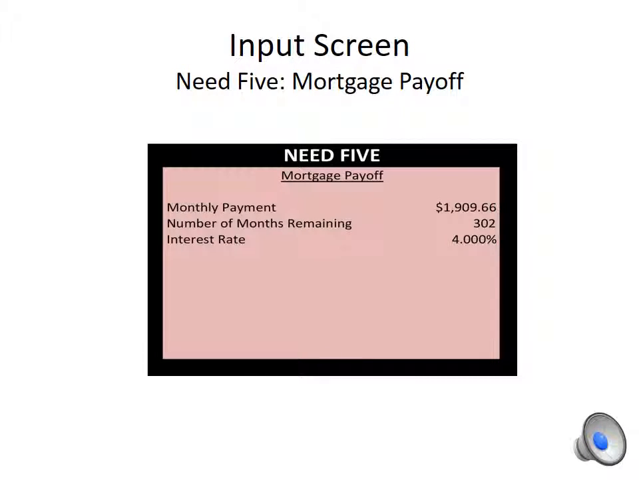Our final need, Need 5, is the mortgage payoff. The spreadsheet will calculate the amount of term life insurance necessary to pay off the couple's mortgage at the insured's death. Simply enter the monthly mortgage payment, the number of months remaining on the mortgage, and the mortgage's interest rate.